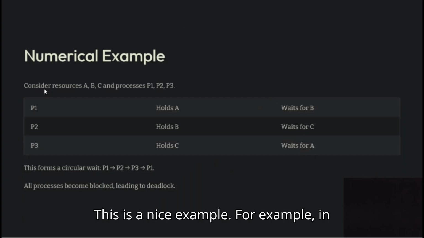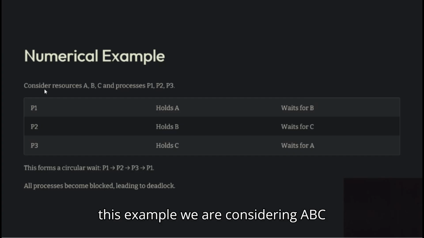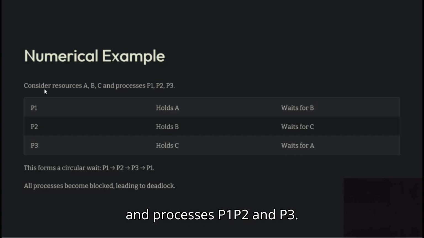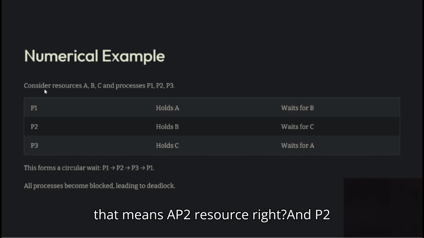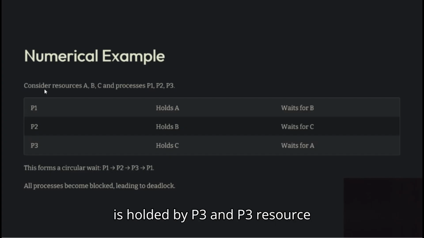This is a nice example. In this example, we are considering resources A, B, C and processes P1, P2 and P3. P1 holds resource A, P2 holds B, and P3 holds resource C. Now, P1 is waiting for B, that means P2's resource, right? And P2 is waiting for something held by P3, and P3 is waiting for P1. If we normally run P1, P2, P3 together, what's going to happen? Of course, there will be a deadlock, right?